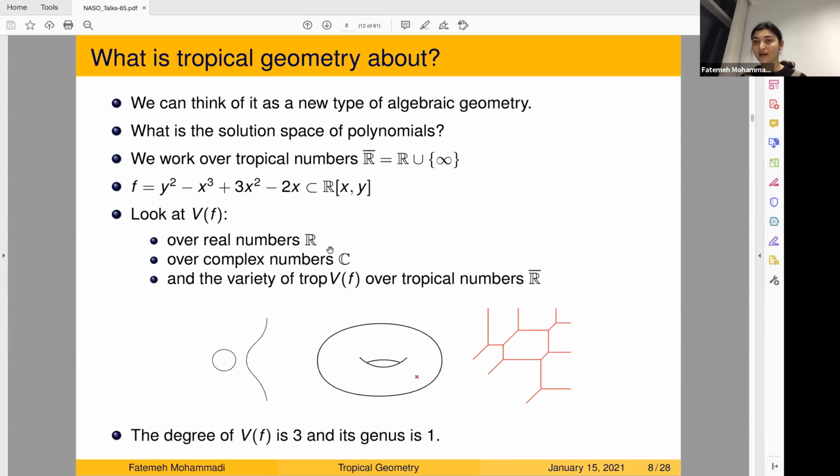Okay, so that's a real curve. And then if I want to look at the complex solutions, then I would get this torus in the middle, with one point removed. And then in the tropical world, I would look at the solutions over tropical numbers that I'm going to define in my next slide. And the picture that we would see is the one on the right. Okay, which looks like a graph, right?